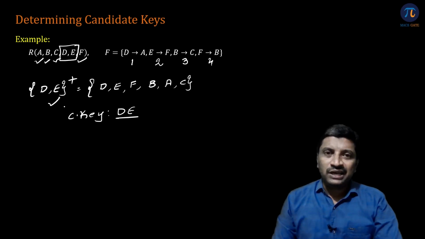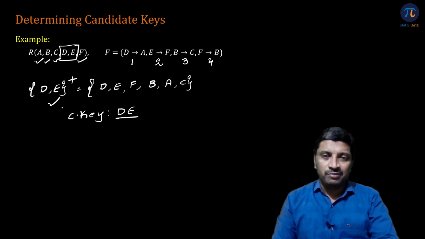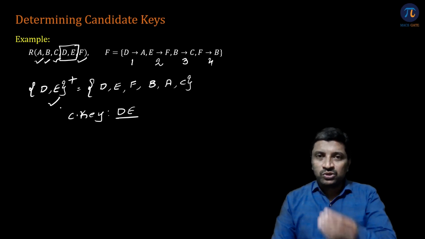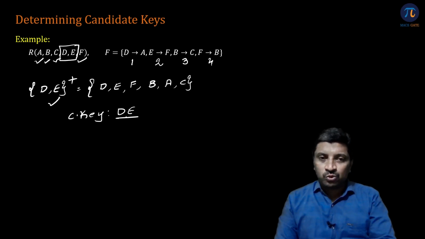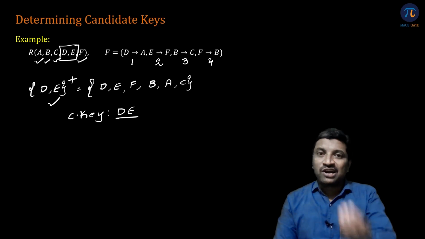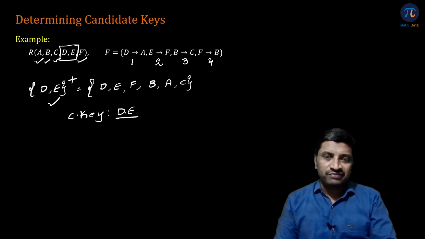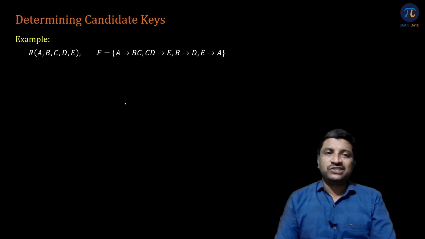Since DE is a candidate key, no 3-element set, 4-element set, 5-element set or 6-element set can be a candidate key, because those sets must include these two attributes. Since this is already a candidate key, those sets cannot be minimal sets. So that's why they cannot be candidate keys. Is it fine, sir? The next example.